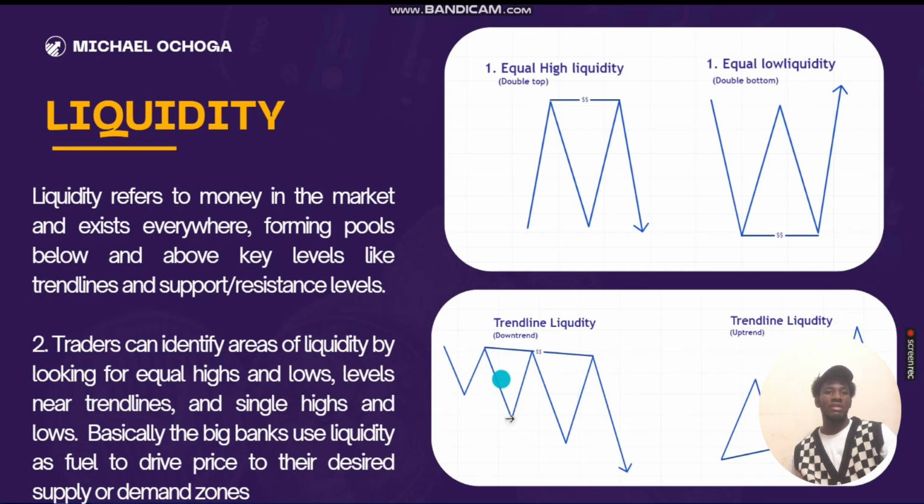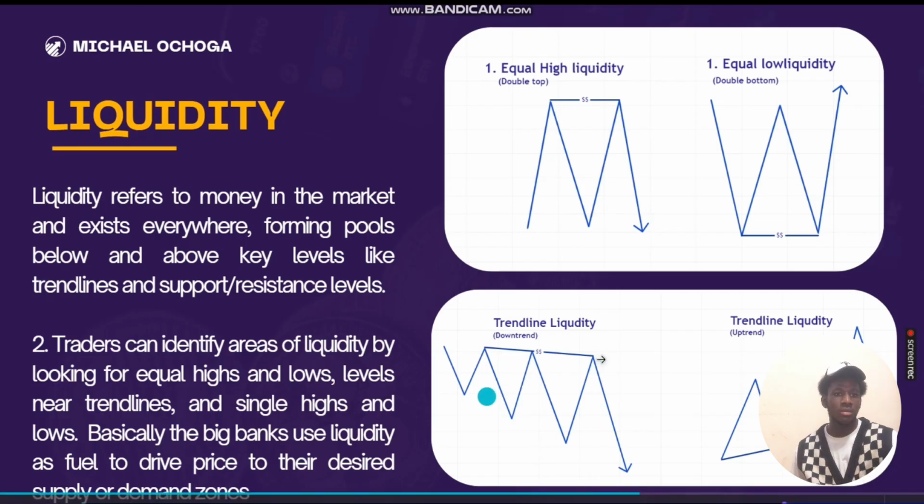And then the other one we have here is trend line liquidity, in the form of a downtrend line, right? The third touch of a trend line makes a trend line more valid, and this is where big banks are looking to take the stop losses of retail traders to move price to their intended direction.